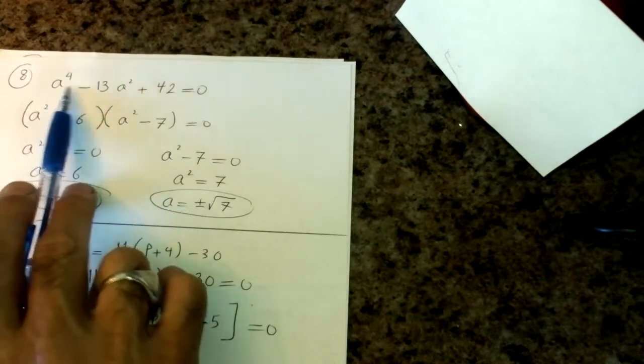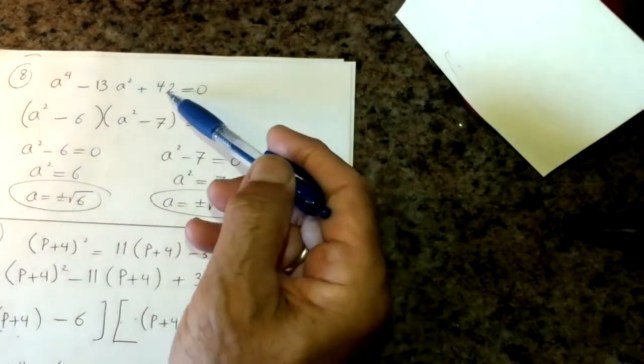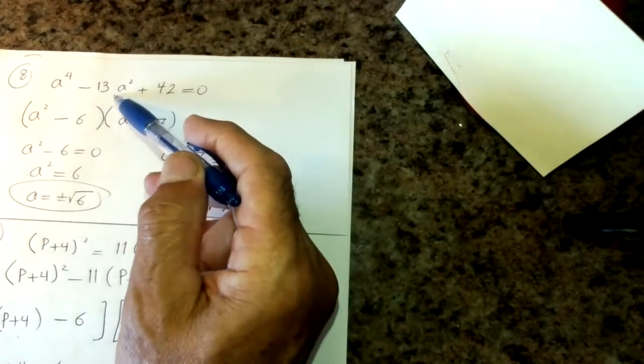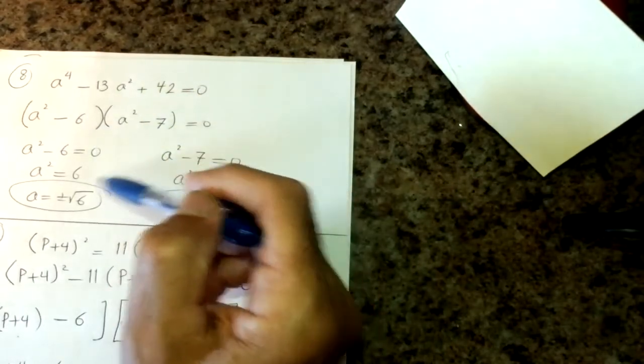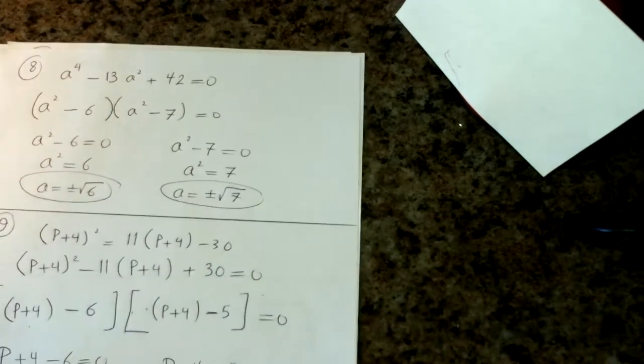A^2, when you double this it is 4, right? You put A^2 on each parenthesis. Find two numbers whose multiplication is positive 42, and subtract to -13. You take each equal to 0. Because this is a power of 2, you have to put plus or minus.